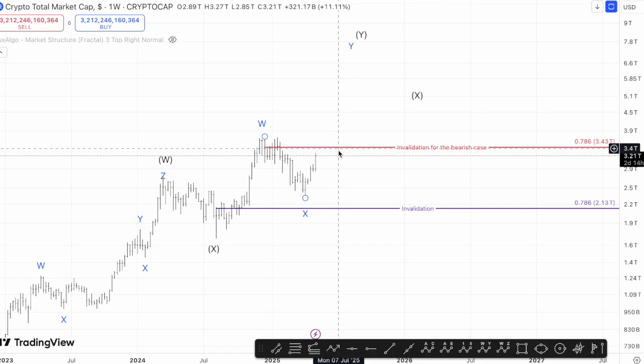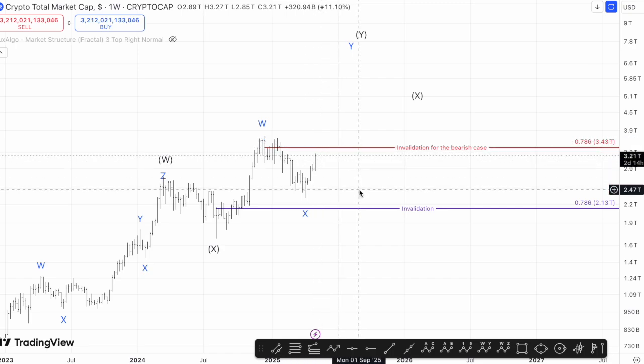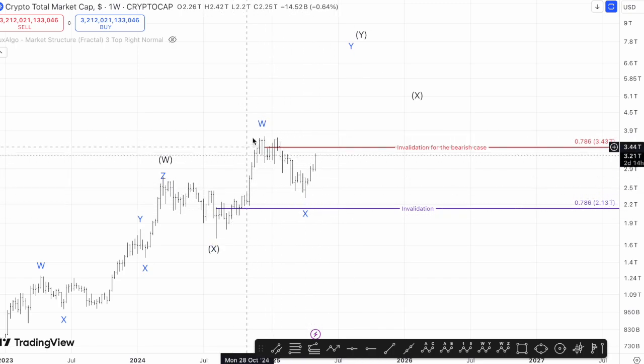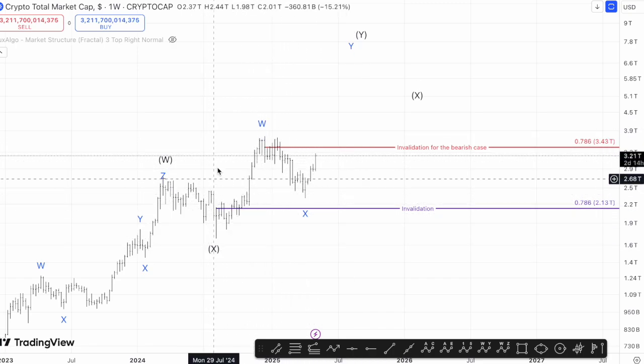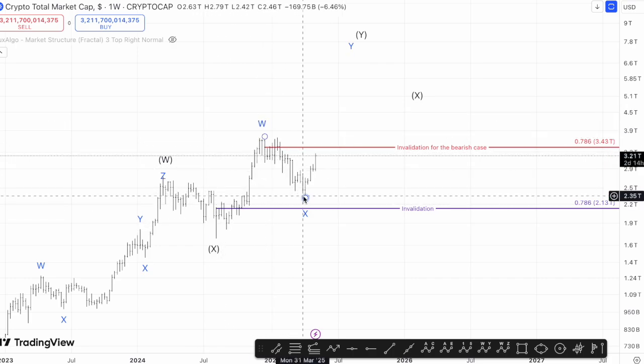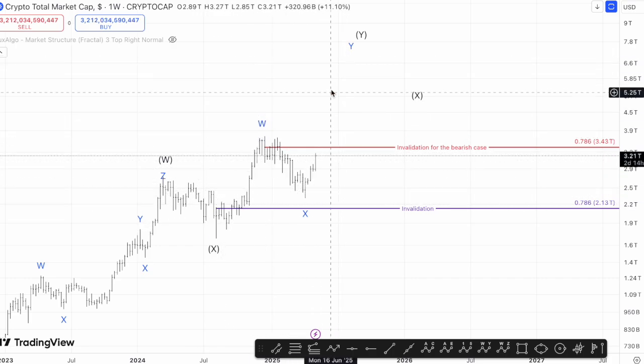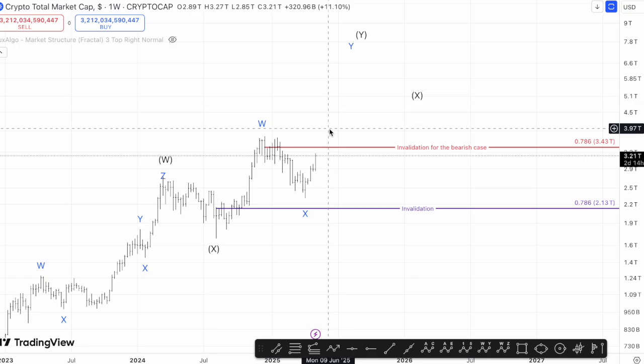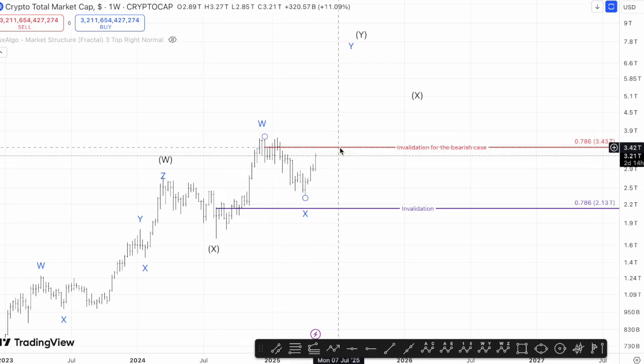So if there is a weekly close above this, we could say that this right here was just a correction. So we can call this first leg up W, the second one the correction X, and now the main trend continues. The reason we're calling them all corrective structures has been mentioned in all my previous videos. It's about the way we count the modern markets. So basically, this would be the validation for the bearish case.